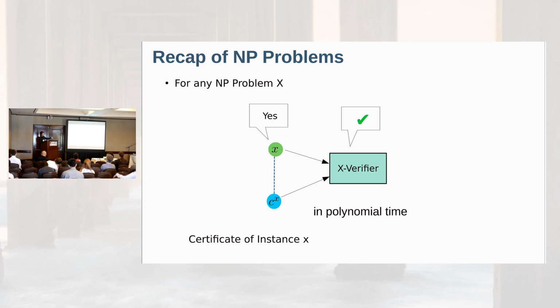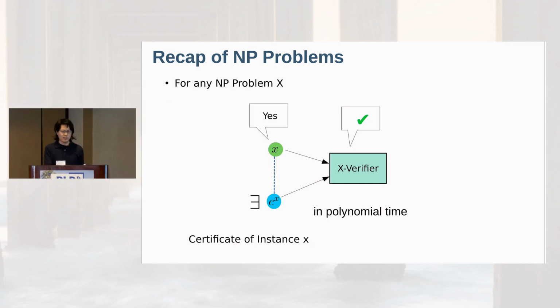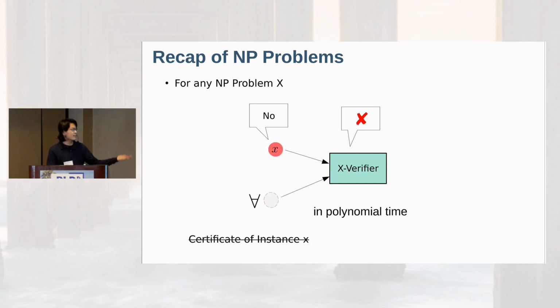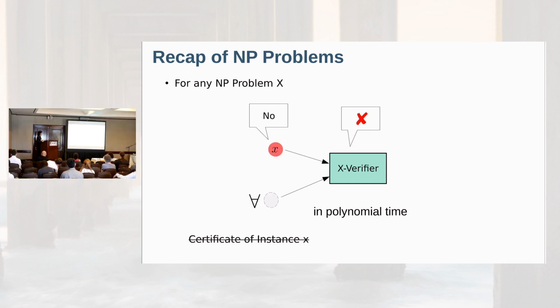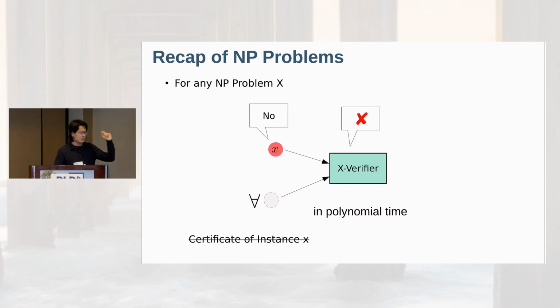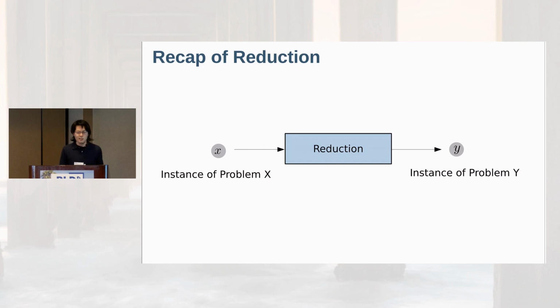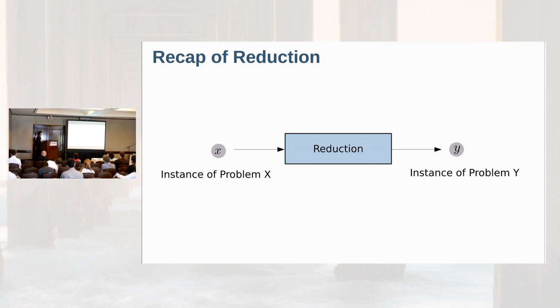In this case, we call this proof object a certificate of this instance. And for any yes instance, there always exists such a certificate. On the other hand, for no instances, there does not exist such a certificate. No matter what you pair with the instance as input to the verifier, it will reject in polynomial time.